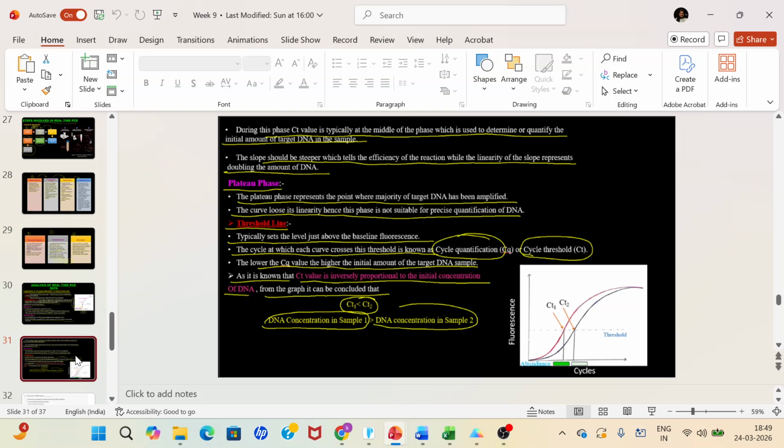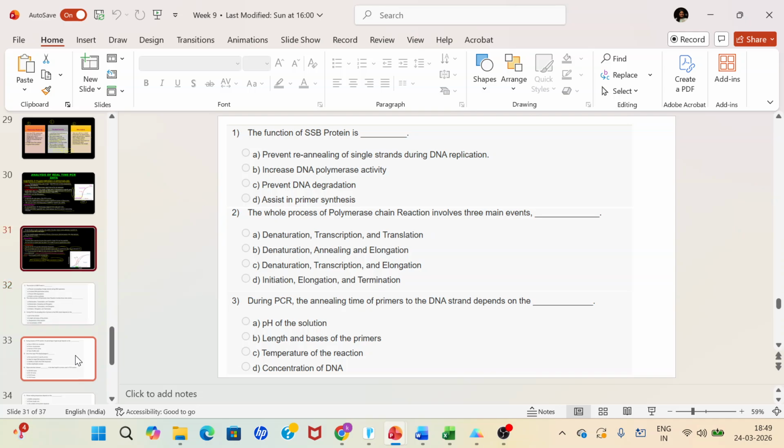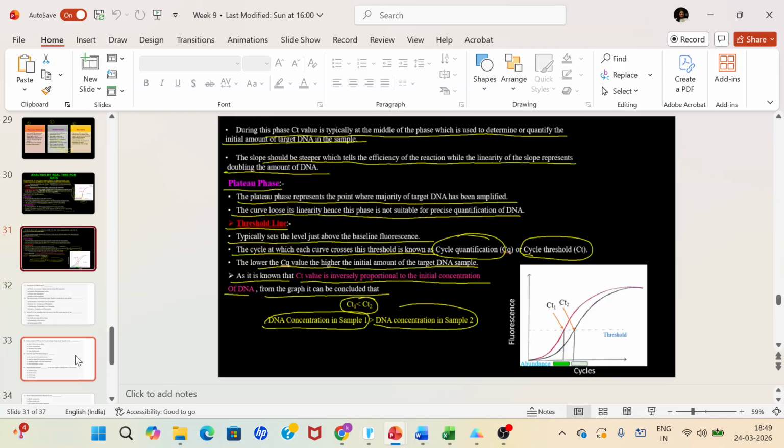So from the graph, it can be concluded that the CT value for 2 is greater than the CT value of 1. That means the initial amount of DNA for the second one was lesser compared to the first one, because it is inversely proportional to the initial concentration of the DNA. Okay? So the DNA concentration in sample 1 is higher than in sample 2. Okay? So this was all about PCR and RT-PCR.